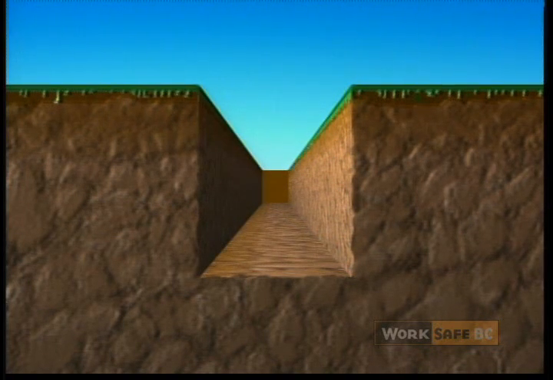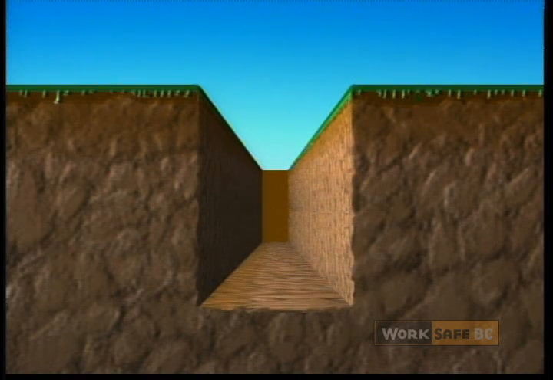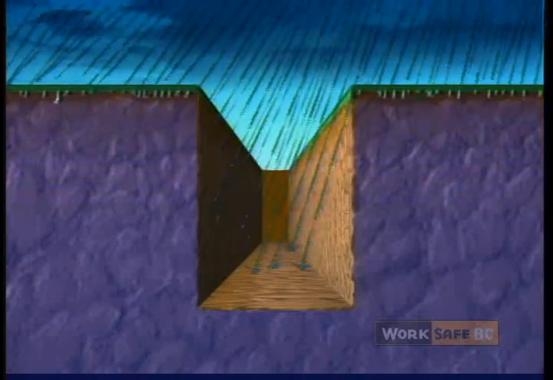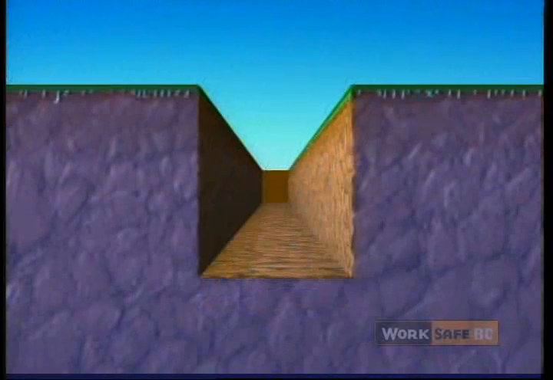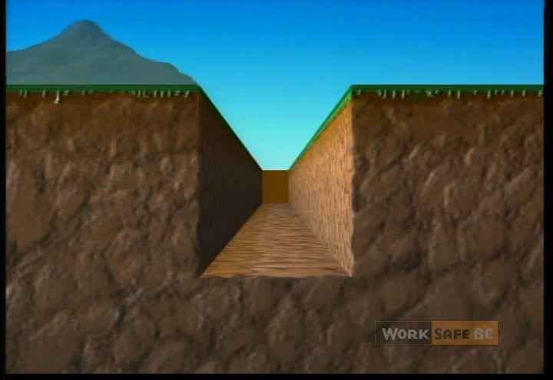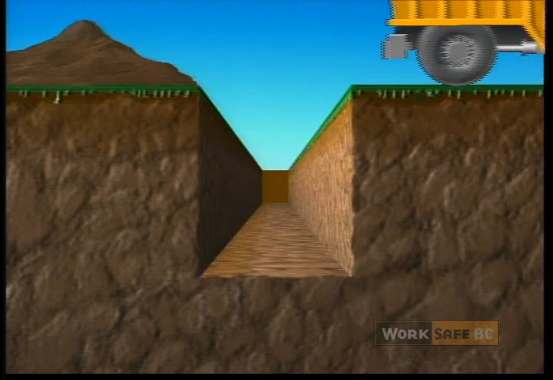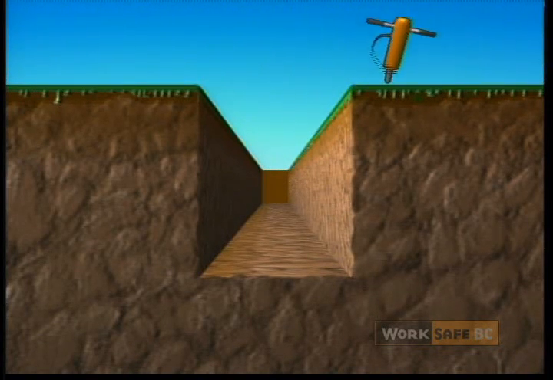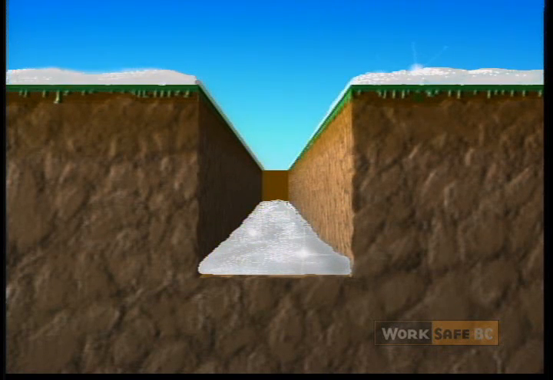There are 6 main causes of soil instability. An increase in the depth of the cut. Saturation or increase in the water content of the soil. Hydrostatic or water pressure in ground cracks near the walls of the excavation. The weight of the excavated material and the equipment adjacent to the excavation. Shock and vibration from machinery, traffic, or blasting. And frost action.